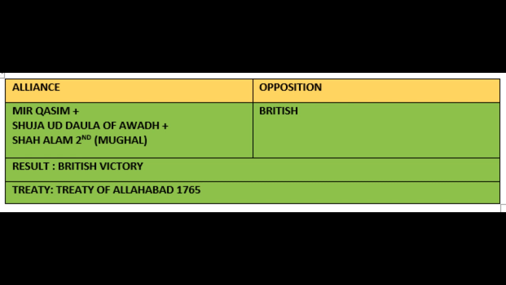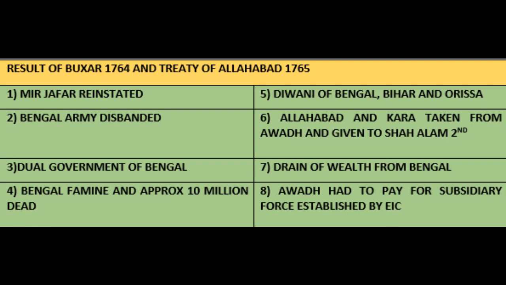It is said that the riches of Bengal allowed East India Company and the British to conquer India and the world. Result of the Battle of Buxar, Treaty of Allahabad 1765. Number 1. Mir Jafar was made the Nawab again, and later in 1765 the army was disbanded. Number 2. Bengal was administered through a deputy Subadar who was nominated by the East India Company. Thus, East India Company got complete control over administration. That is Nizamat of Bengal.